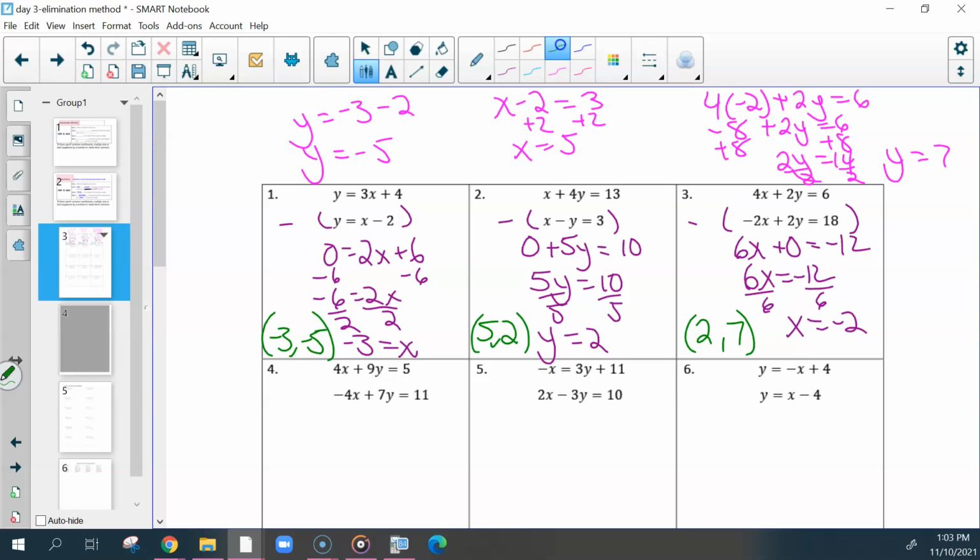For number 4, everything lines up, but we don't have the exact same coefficient. We have a positive and a negative 4. Jake? It should be negative. Thank you. So when we have a positive and a negative, we're going to add those two equations together.